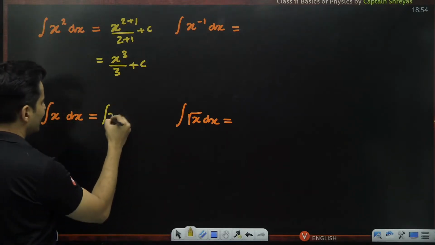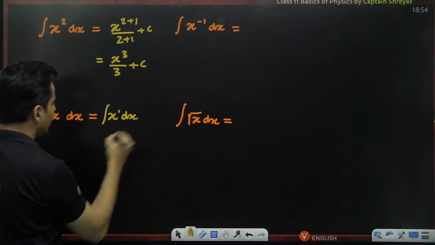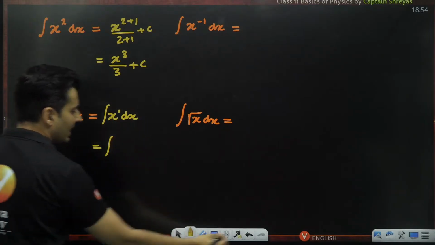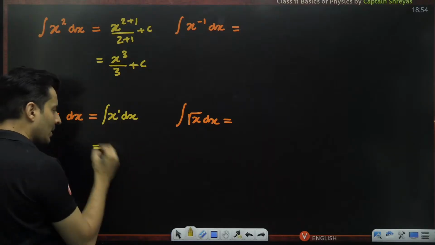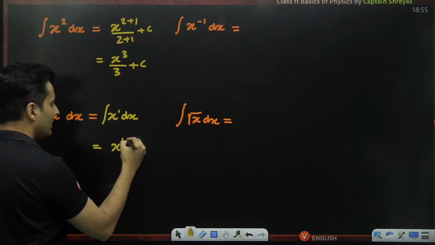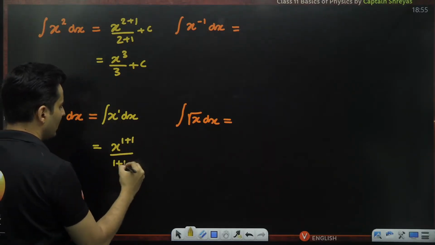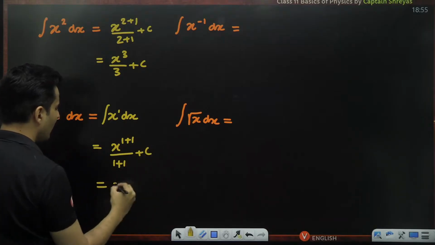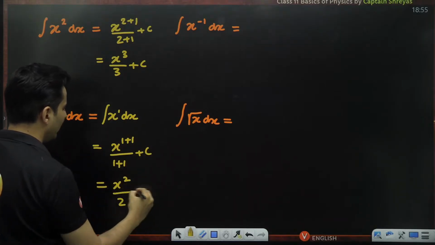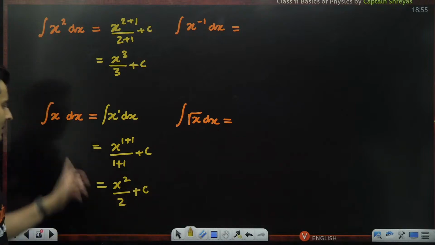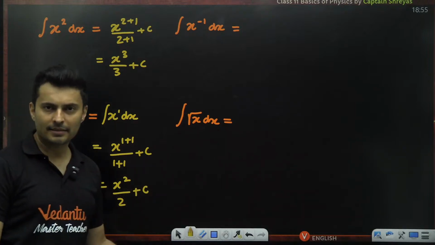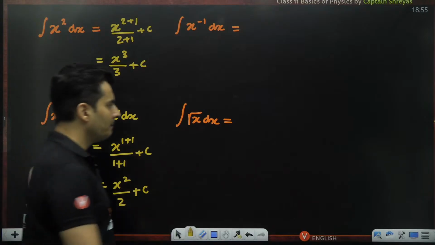How about this? This is as good as saying this is x raised to 1 dx. So basically x raised to n formula. That means this will be nothing but x raised to 1 plus 1 by 1 plus 1 plus c. So this will be x raised to 2 divided by 2 plus c. That's it. That is the answer to this question. Is that right? Let's do this question.